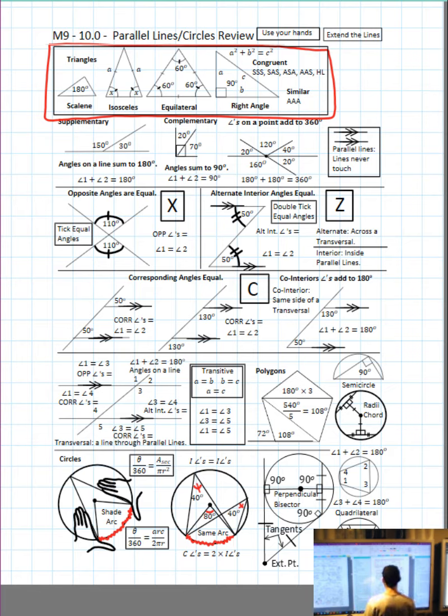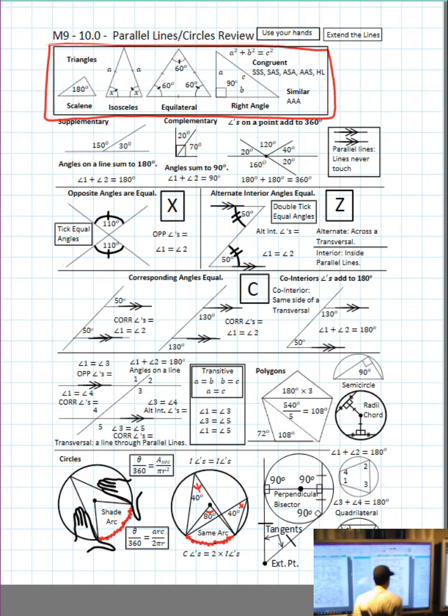A right angle triangle where we have a 90 degree and we can use Pythag, and we have a squared plus b squared equals c squared. We have congruent triangles, which are equal triangles of SSS, SAS, ASA, and AAS, and then HL. And then that funny case, the ASS case, which is just maybe, but maybe not, so asterisk, as we saw in the notes, or similar triangles.